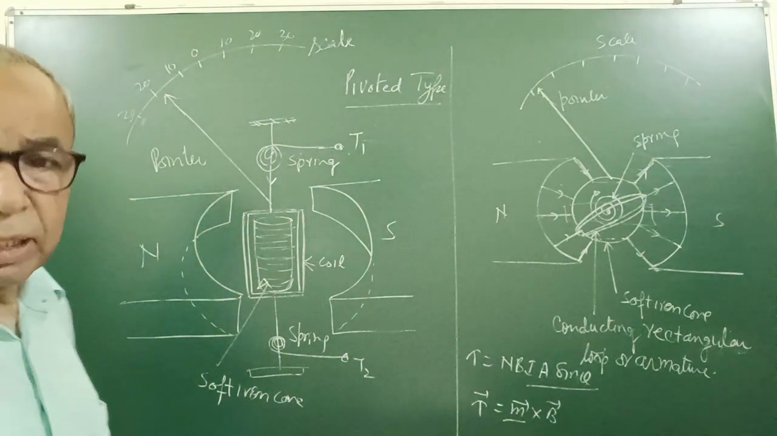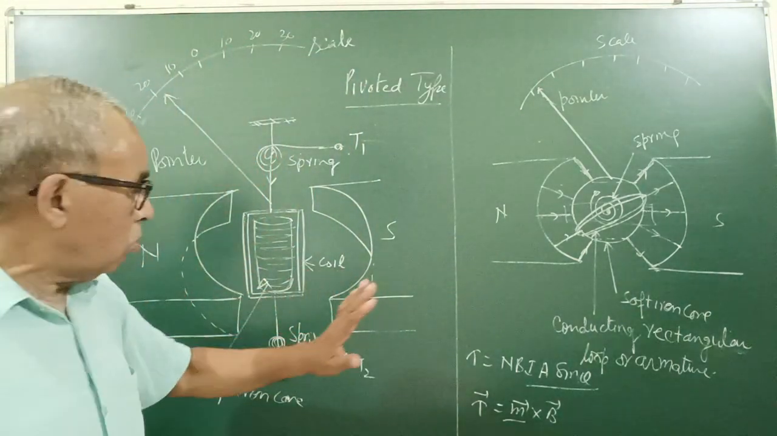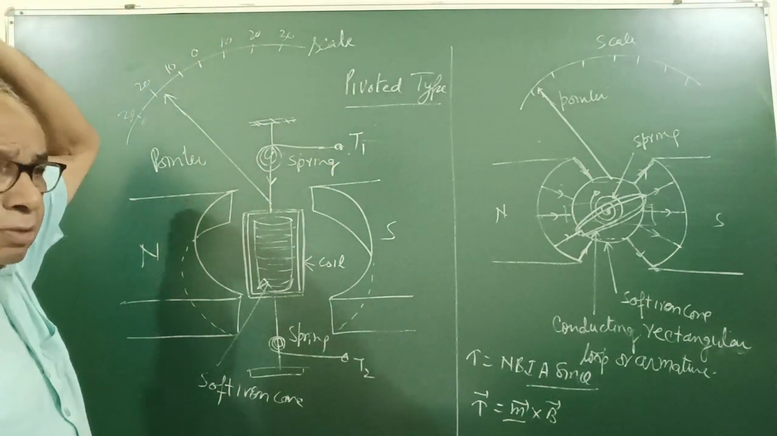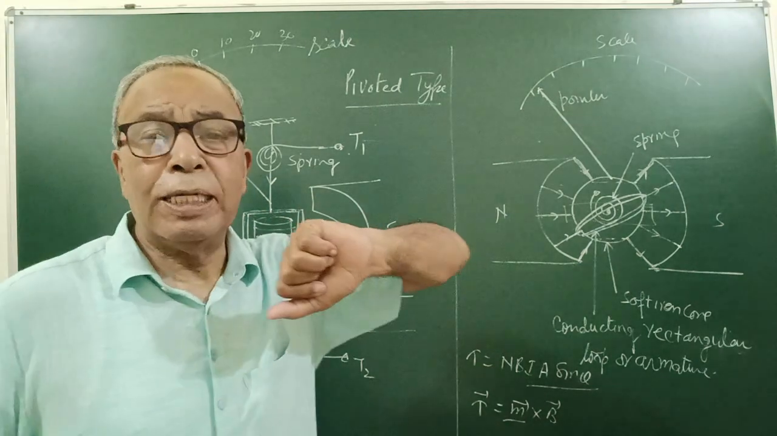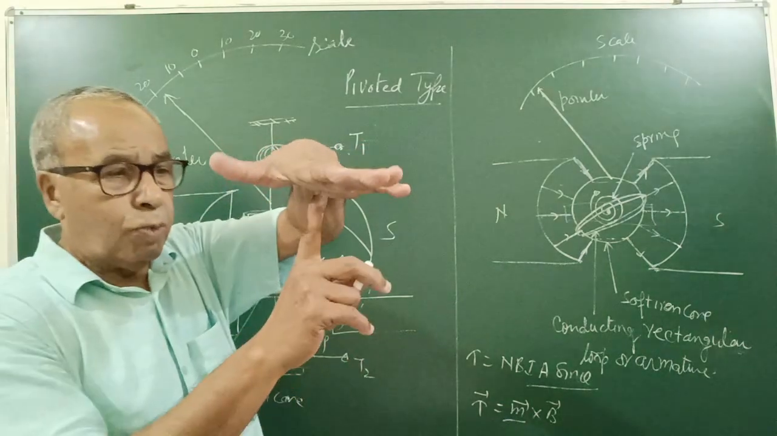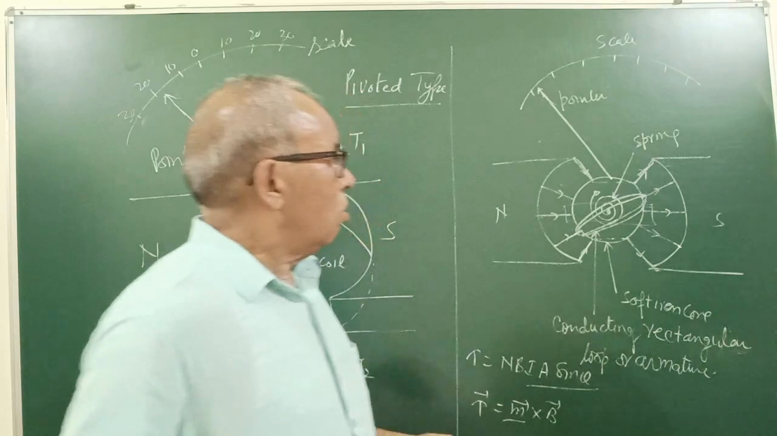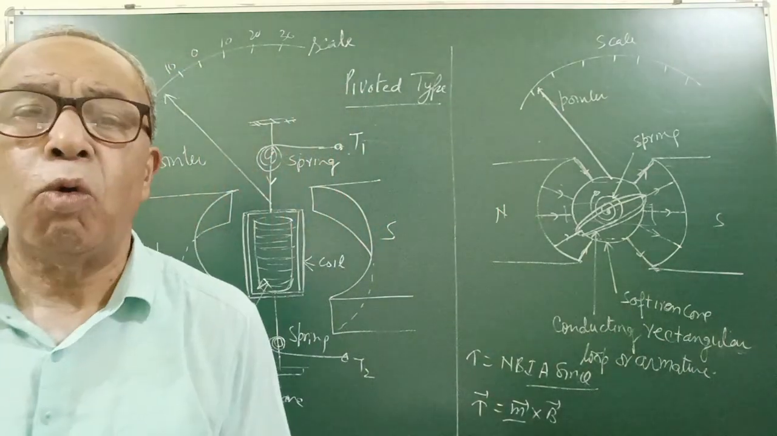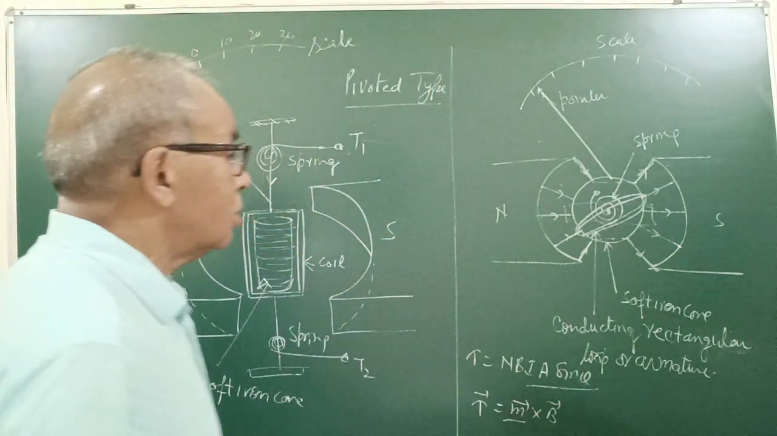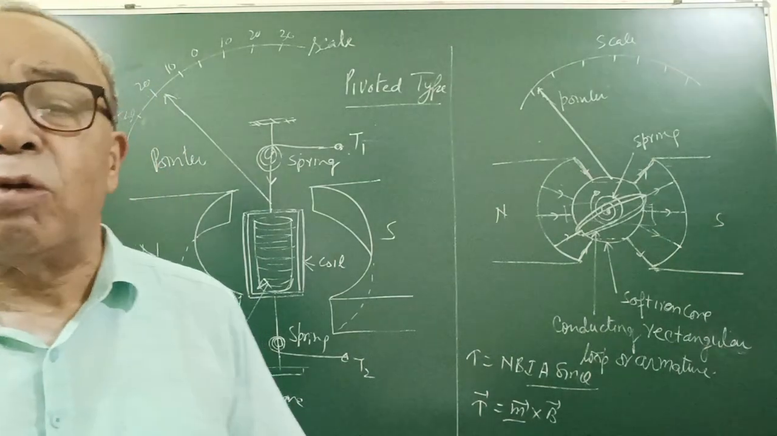I told you about sensitivity. Here I am going to tell you about the diagram, because if someone asks for the pivoted type, the diagram I drew in the last video was the suspended type galvanometer. This is the pivoted type. The coil is pivoted at one point here and rotates. So these two diagrams you can draw from different books and practice, because sometimes they only ask to draw the well-labelled diagram of a galvanometer.